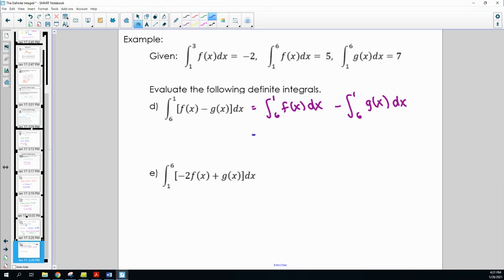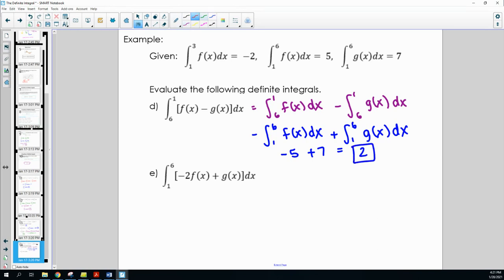So what I'm going to do is pull out a negative, and now this becomes 1 to 6 as the integral of f of x dx. And then here I have a minus, but I have to make it another negative in order to switch the limits. So this will now become a positive from 1 to 6 of g of x dx. So we have the integral from 1 to 6, that's 5, but we have a negative, so we get negative 5, plus from 1 to 6 of g of x, which is over here, that's 7. So we end up with 2.